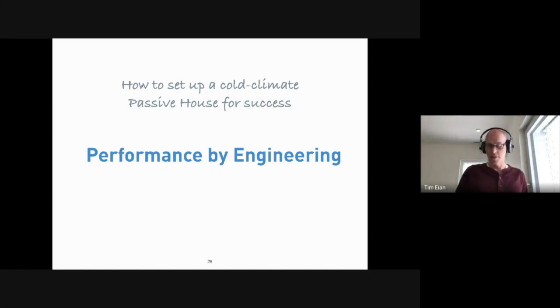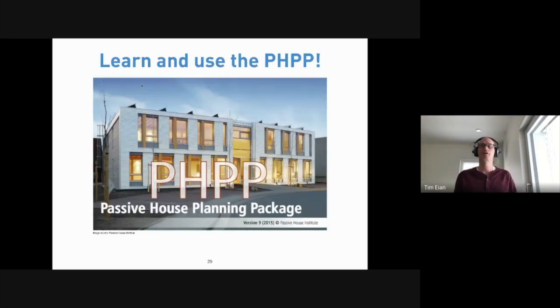So then we get into some engineering. There's no way around that here, as in other building standards currently. We've got to use an energy modeling tool. And in this particular case, we're using the PHPP, the Passivhaus Planning Package, currently in version 9. You can see that's been around for a few years.